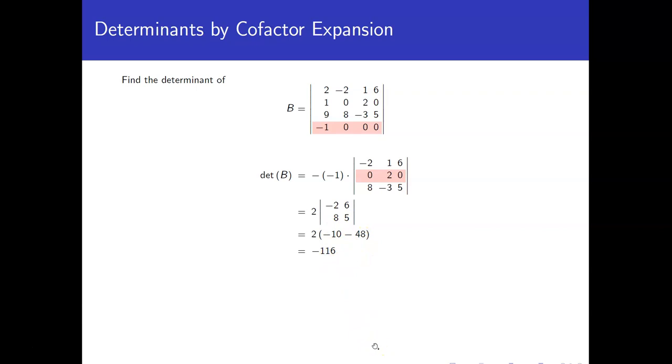So again, computing determinants by cofactor expansion, or what we refer to as expansion by minors, is convenient if we have a row or a column with lots of zeros and ones in it, because those multiplications are easy to do.